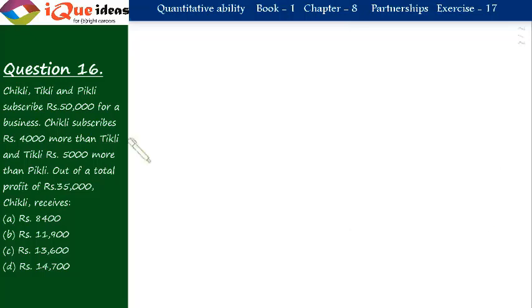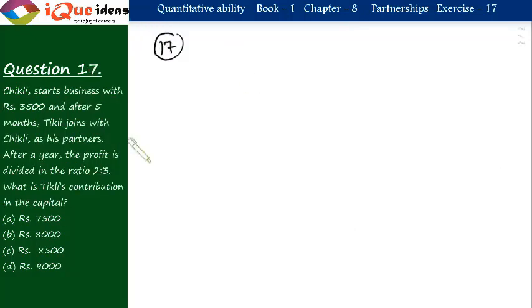Alright, now in the next question, question number 17, it says Chickly starts business with rupees 3,500 and after 5 months Tickly joins with Chickly as his partner. After a year, the profit is divided in the ratio 2:3. What is Tickly's contribution in the capital? There is something about time also, alright. So let's say Chickly and Tickly. Chickly starts with 3,500, so investment 3,500, and Chickly remains in the business for the entire year, so 12 months. So investment and time.